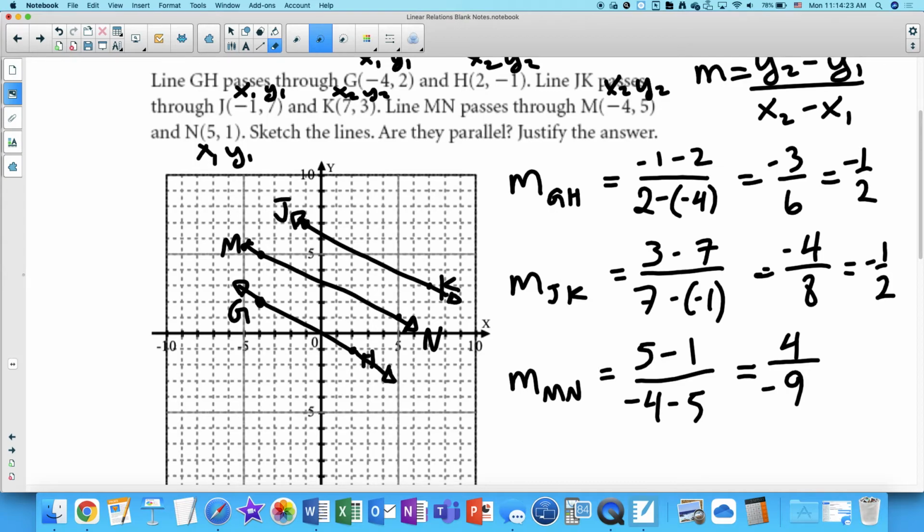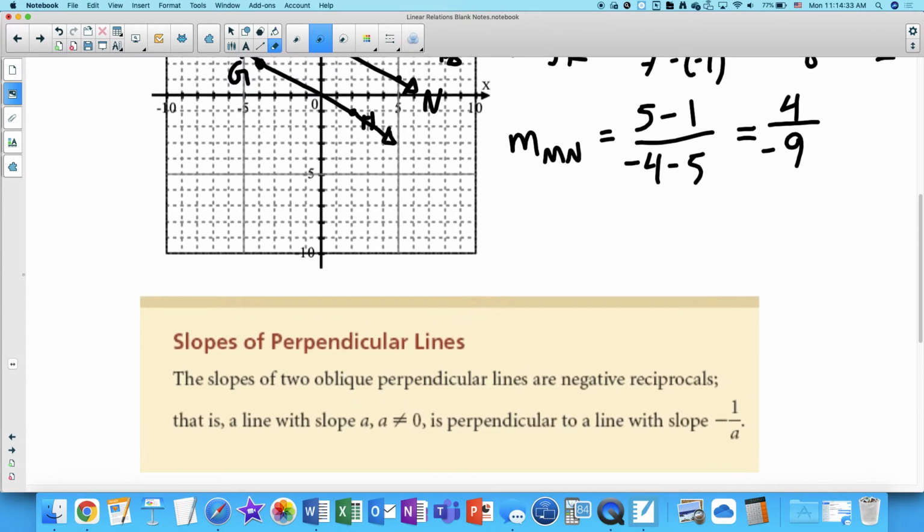Okay, so what can we say about this line? Correct. It's not parallel to the other two. Okay? So GH is parallel to JK. This statement basically says that these two lines are parallel to one another. MN is not.